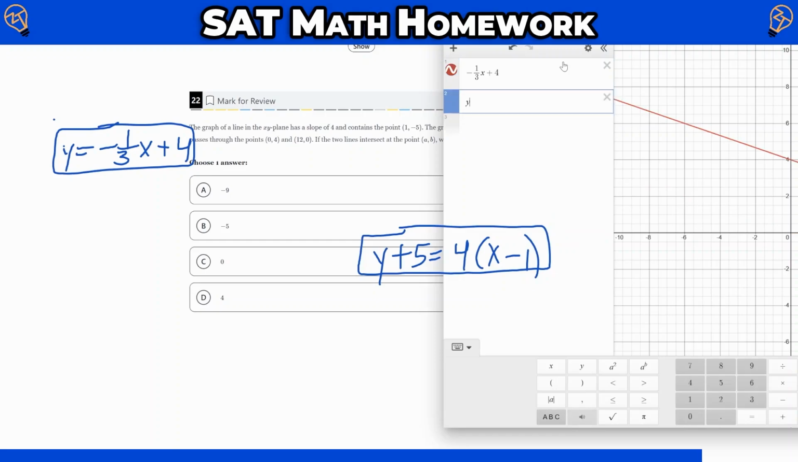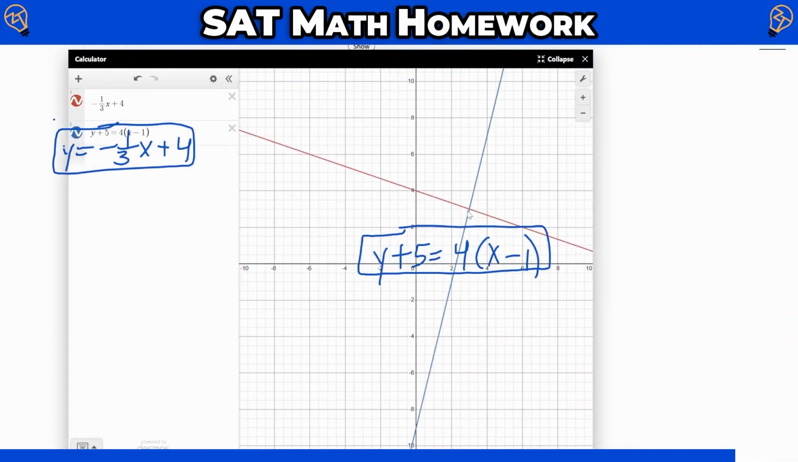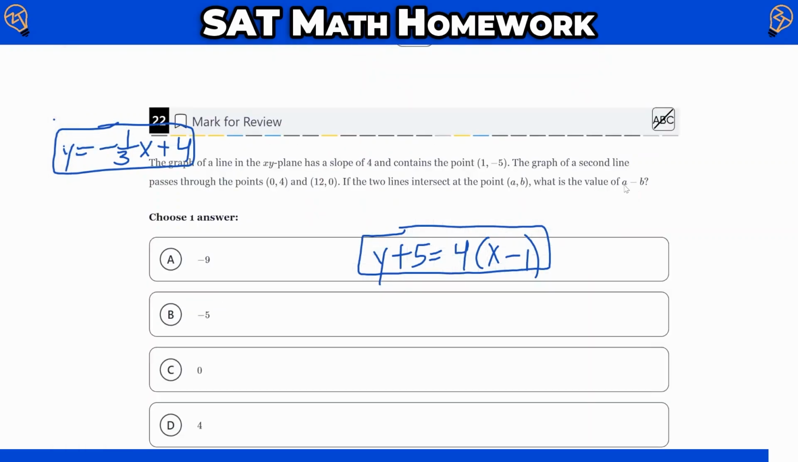And for the second equation, I'm gonna type in this whole thing, y plus 5 equals 4 times the quantity x minus 1. So now we're gonna go to the point of intersection, which is right here. And then once we find it, the x and the y coordinates are actually the same, 3 and 3. So they're looking for a minus b for that point. In other words, they want 3 minus 3, which makes the correct answer C.